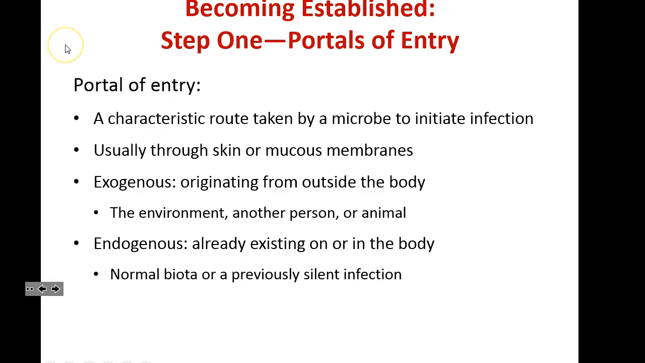So first step one, portals of entry, becoming established. A portal of entry is a characteristic route taken by a microbe to initiate infection. Usually it's through skin or mucous membranes. Exogenous means that it originates from outside the body, the environment, another person or animal. Endogenous already exists on or in the body. It's normal biota or a previously silent infection.